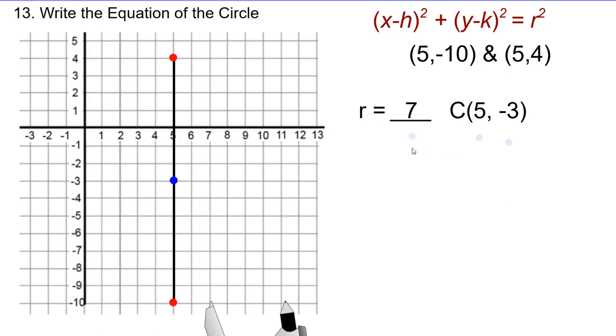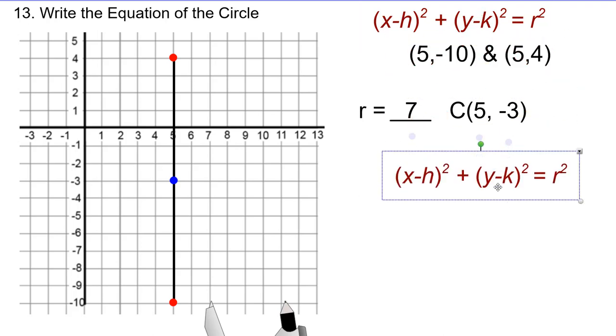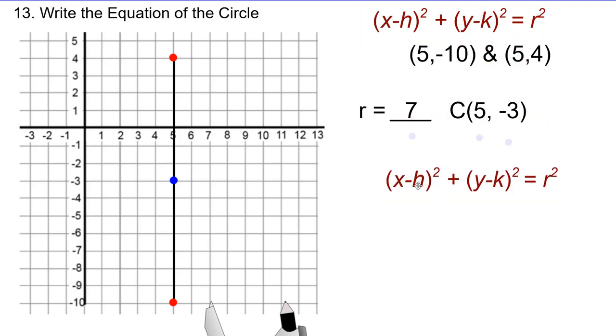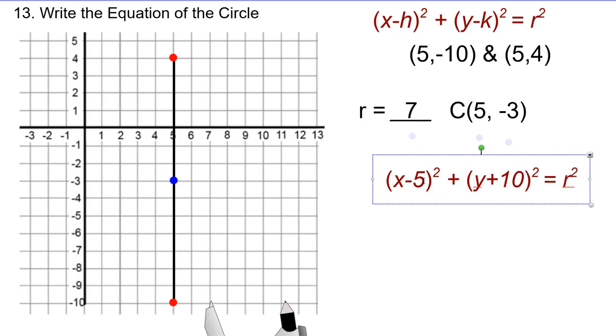Now we would be able to write the equation of the circle. So it's going to be x minus 5 squared plus y minus a -10, which is going to become plus 10, because when we subtract a negative, that's that. And then 7 squared is going to be 49. And so that would give us the equation of this circle.